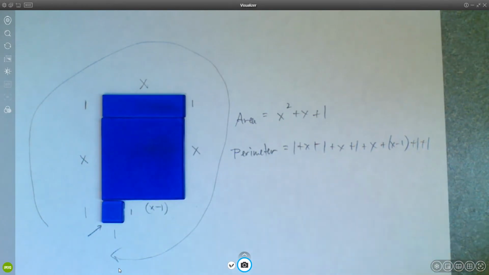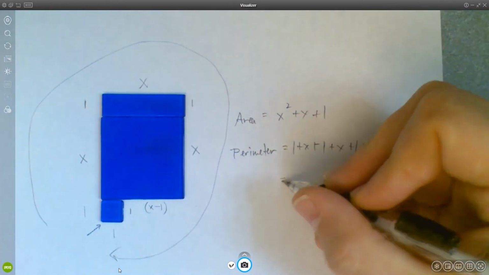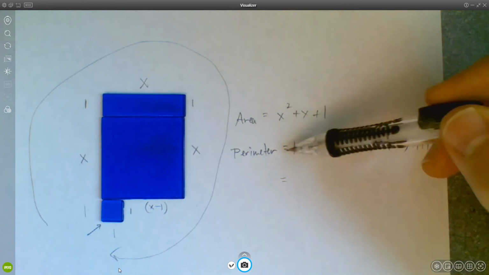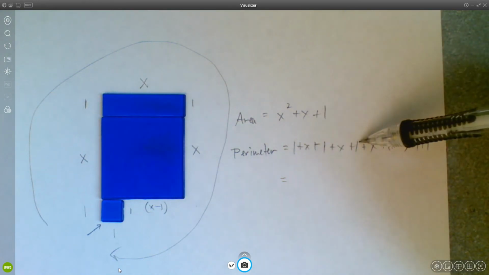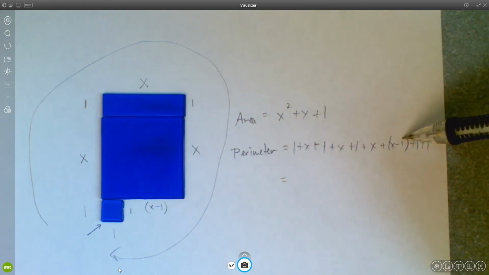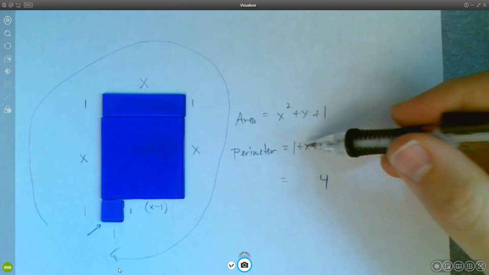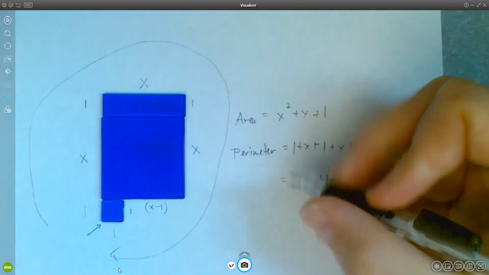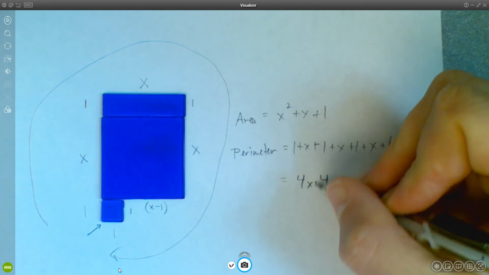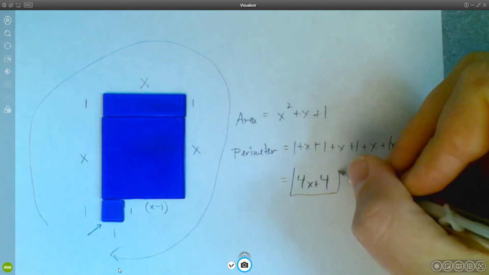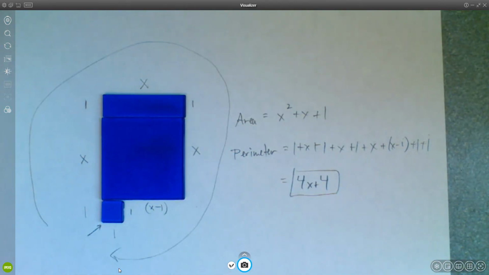Okay, now we need to simplify this, so let's collect our like terms. So I've got 1, 2, 3, 2, right, because it's a negative. So 1, 2, 3, 2, 3, 4. 4 units, and then how many x's? 1, 2, 3, 4 x's. So the perimeter is 4x plus 4. Okay, that's the perimeter of that shape.